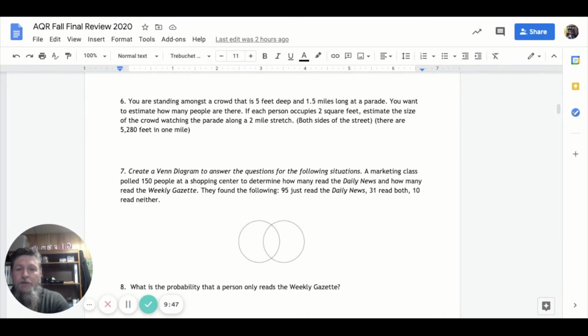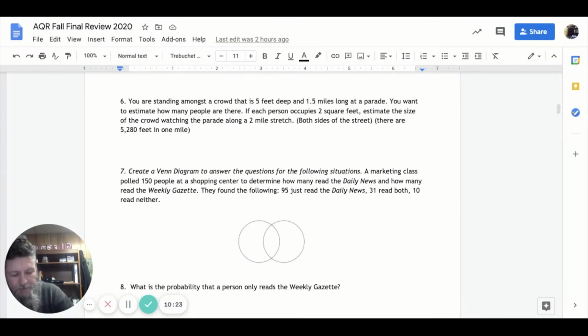Okay? You're standing amongst a crowd that is 5 feet deep and 1.5 miles long. Okay, so this 1.5 miles long is actually there just to confuse you, because we're talking about a 2-mile stretch, both sides of the street. So hypothetically, whether or not the parade route is 1.5 miles long, we're talking about how many people could fit if there was 2 miles. So we have to look at that from a different perspective now.